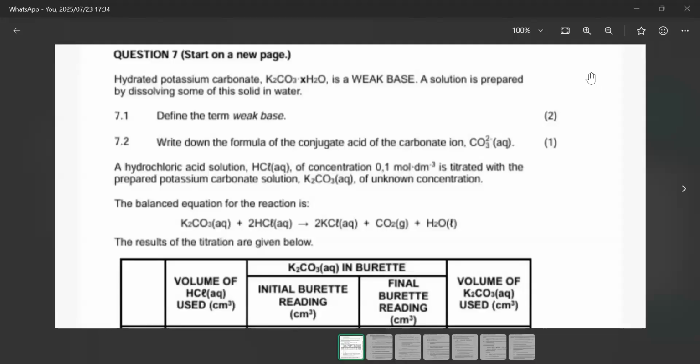So here they say we have hydrated potassium carbonate, which is K2CO3. And when they say it's hydrated, they mean that it is bound to a certain number of moles of the water of crystallization. That's the concept you did in grade 10, the water of crystallization. You used to say it's the water that is stoichiometrically bound into a crystal.